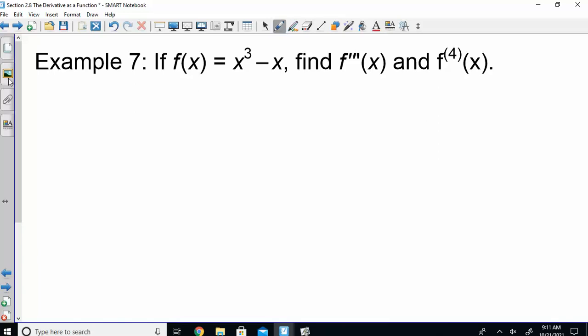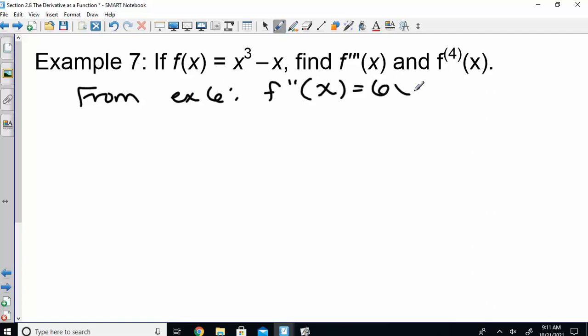So this is the function that we were already using. In example 2, we did the first derivative. In example 6, we did the second derivative. So from example 6, my second derivative was 6x. So my third derivative, bless you.